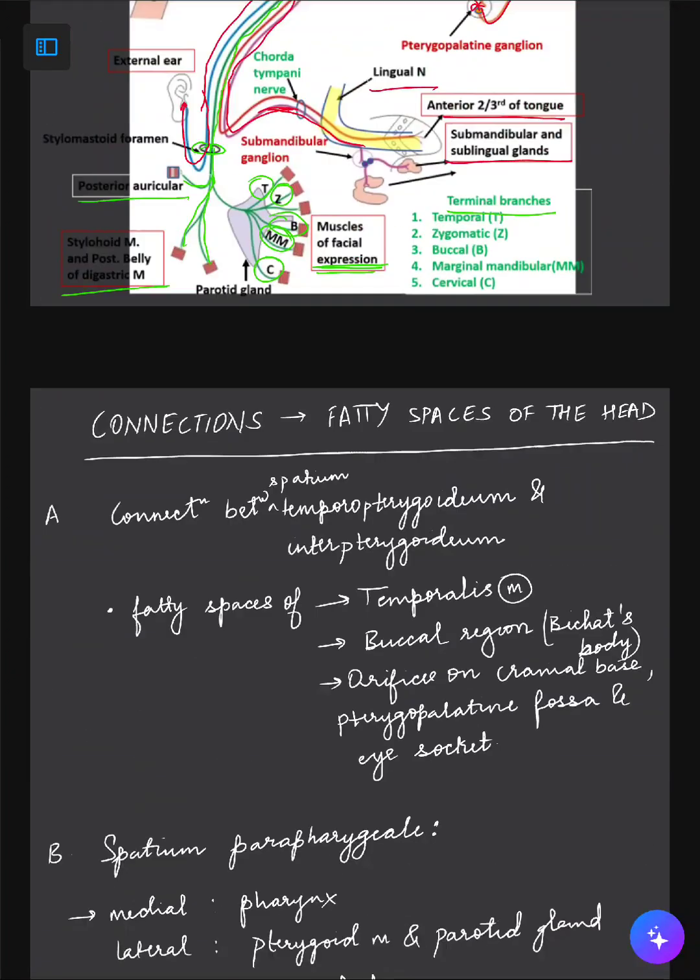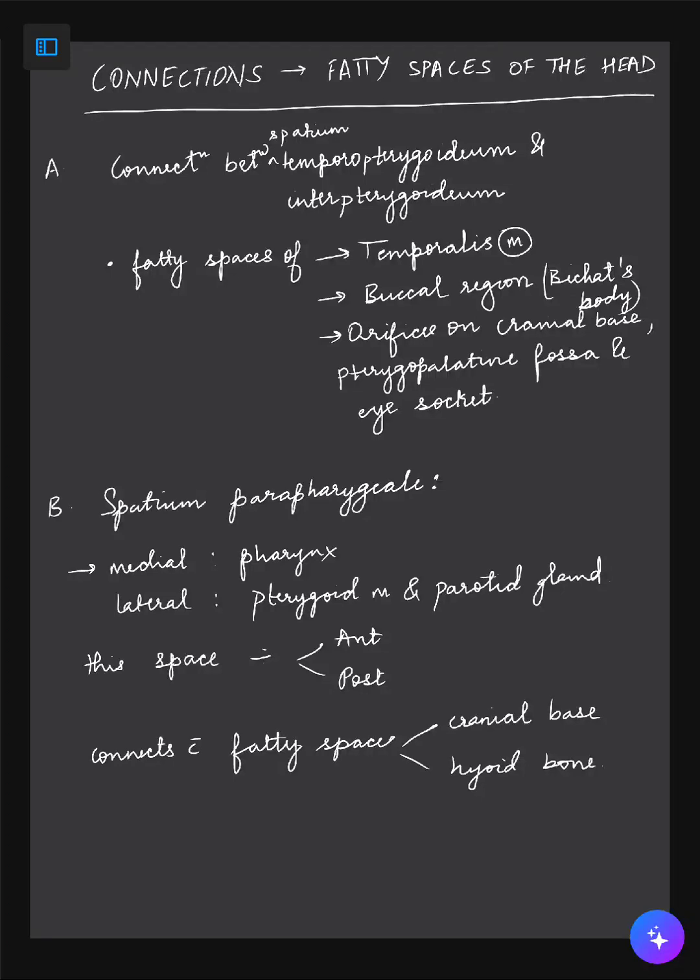Now we move on to the connections of the fatty spaces of the head. There is a connection between spatium temporopterygoideum and interpterygoideum. And also there are fatty spaces of the temporalis muscle, the buccal region, which is also called Bichat's body, orifices on the cranial basis, pterygopalatine fossa and eye socket.